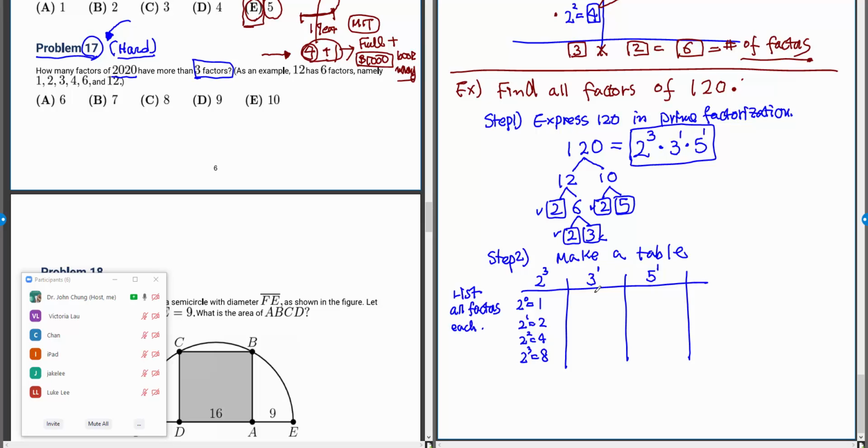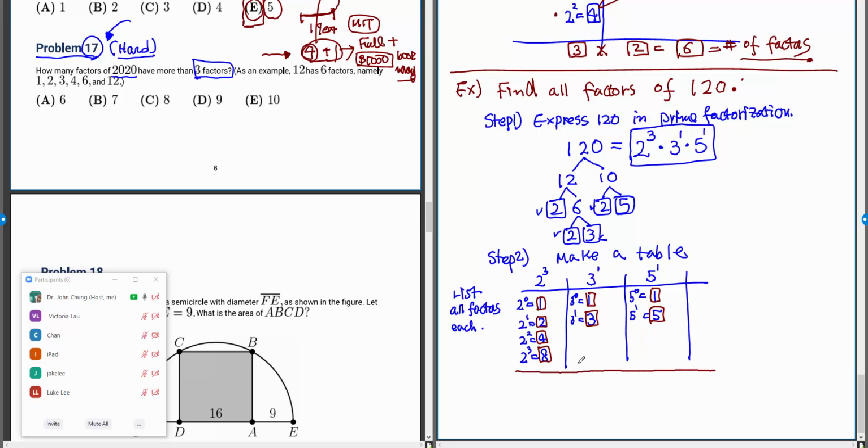What about number 3? Only exponents 0 and 1, right? 3 to the 0 is 1. 3 to the 1 is 3. What about number 5? 5 to the 0 is 1. 5 to the 1 is 5. So I'm going to simplify the numbers already. First column: 1, 2, 4, 8. Second column is what? 1, 3. Third column is what? 1 and 5, 2 numbers.